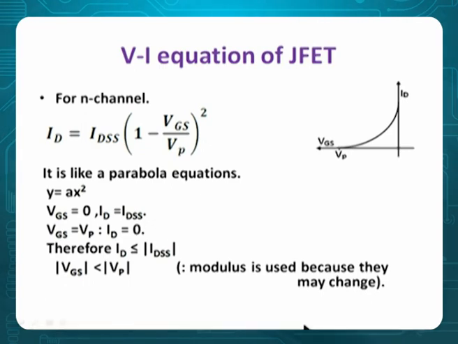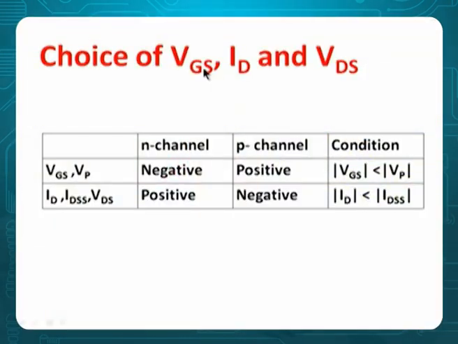So this is a brief idea about the equation. We didn't derive it, but we are taking it and going to continue from there. Choice of VGS, ID and VDS. See, VGS and Vp belong to the same polarity. ID, IDSS and VDS belong to the same polarity. Therefore, for N channel, negative, positive. You have seen that in the characteristics also: VGS is negative, ID is positive. For P channel, positive and negative. What's the condition? VGS should be less than Vp, ID should be less than IDSS. This is the condition we have.